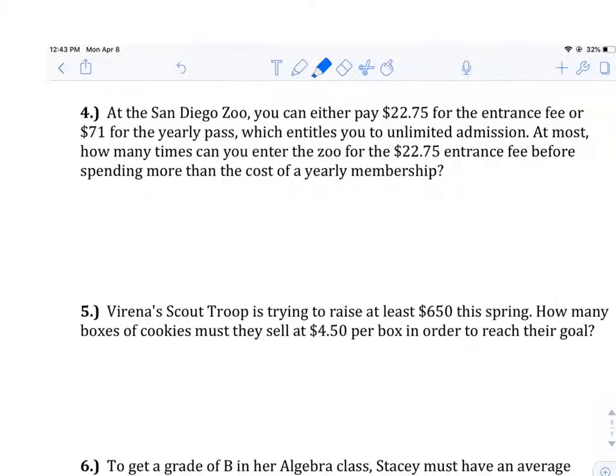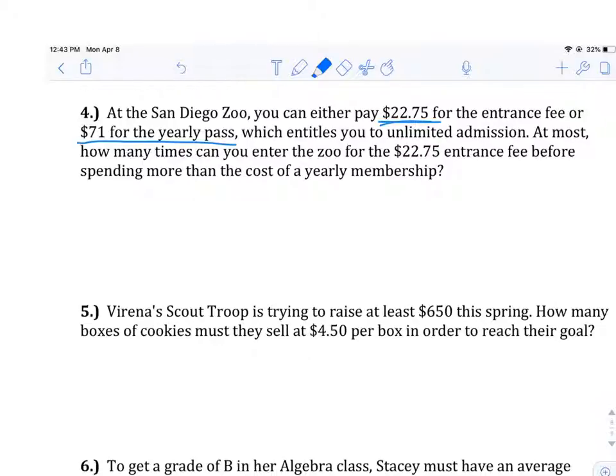So problem 4 in the note packet says at the San Diego Zoo, you can either pay $22.75 for the entrance fee, or you could pay $71 for a yearly pass, which entitles you to unlimited admission. At most, how many times can you enter the zoo for the $22.75 entrance fee before spending more than the cost of a yearly membership?